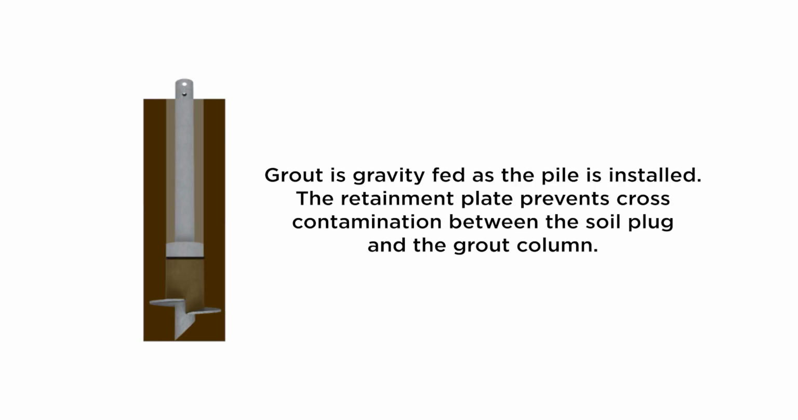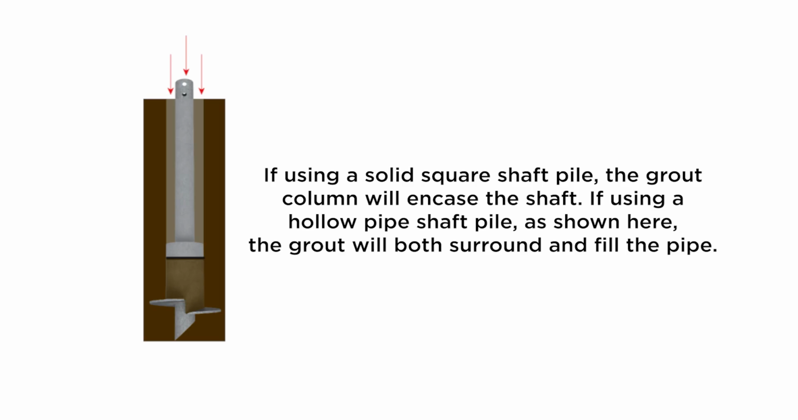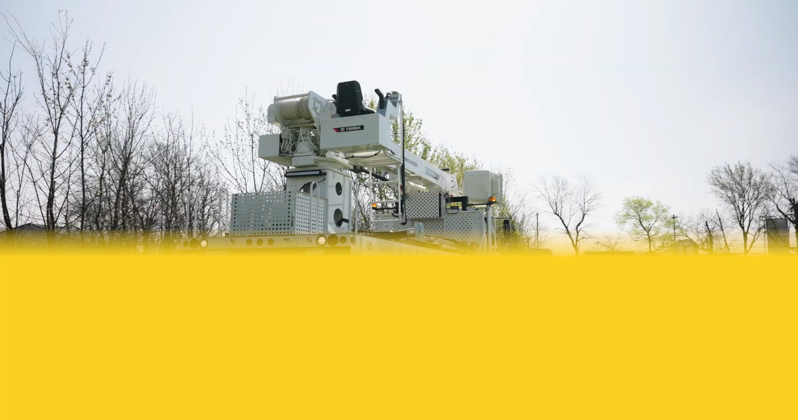Grout is gravity-fed as the pile is installed. The retainment plate prevents cross-contamination between the soil plug and the grout column. If using a solid square shaft pile, the grout column will encase the shaft. If using a hollow pipe shaft pile, as shown here, the grout will both surround and fill the pipe.